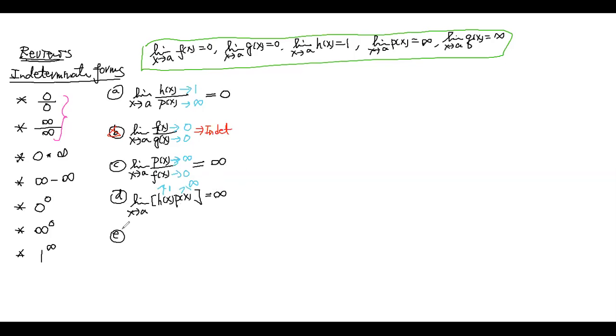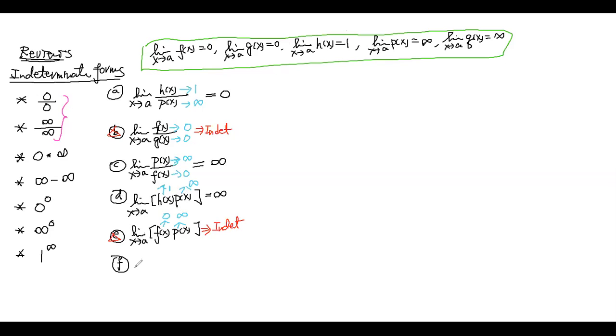Let's take a look at E. This is the limit as x approaches a of f(x) times p(x). f(x) will approach 0, and p(x) approaches infinity. So I have 0 times infinity according to our form. This one is indeterminate, so I put a triangle here, based on the rule we just reviewed.